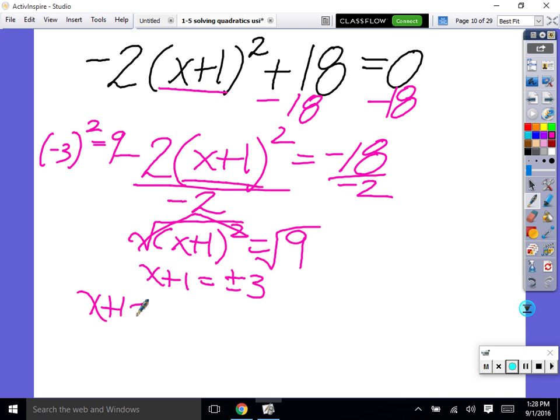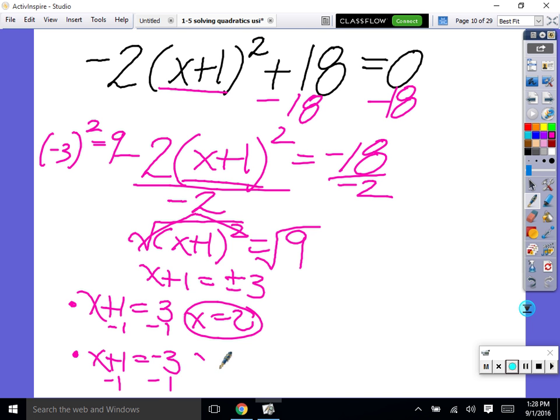We have x plus 1 is equal to positive 3. And we have x plus 1 is equal to negative 3. You see how I split it up? Subtract 1, subtract 1. X is equal to 2. There's one of our solutions. Still subtract 1, subtract 1. X is equal to negative 4. Everybody comfortable with how to do that? Okay.